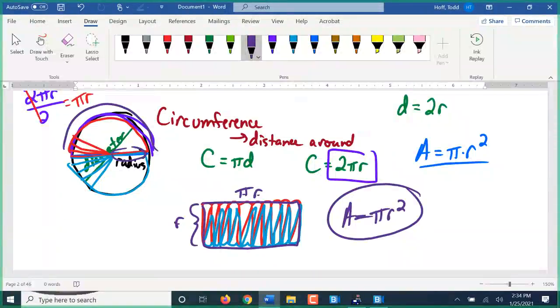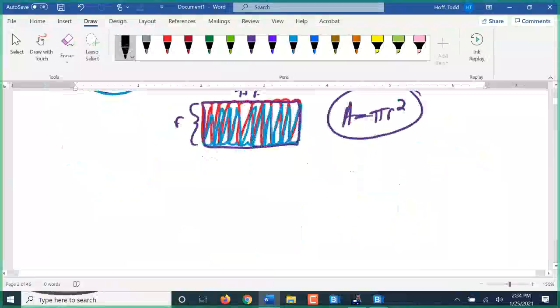I know. It's like, how the heck does a circle become a rectangle? Well, there it is. Blasphemy. I'm kidding.